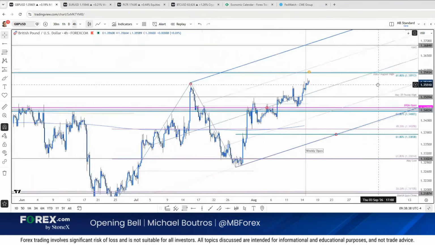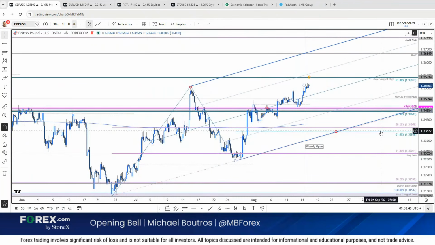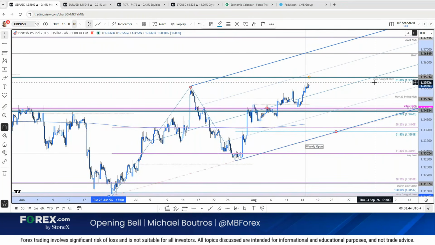Initial lateral zone of resistance that I've been tracking is 3591 and 3593. We haven't gotten there just yet. Again, that's the 618 off the high. It's the May high, the August highs. Nice pivot in price. Just haven't gotten there yet. Kind of struggling near last month's high.